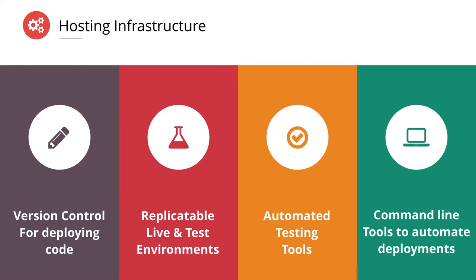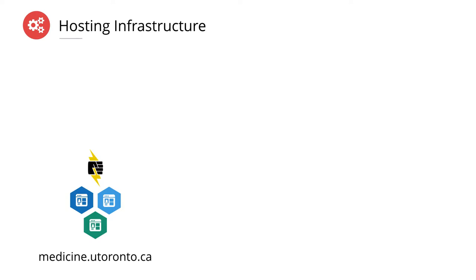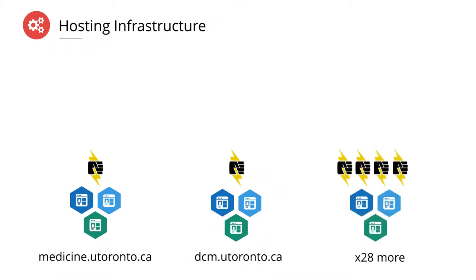Pantheon provides 3 out of the 4 of these things on the environment. That's why initially, when we launched on the U of T servers, you have to implement all this yourself. So for us, it just made sense to use that infrastructure. What Pantheon gives you by default is 3 identical environments per website: dev, test, and live. So we have the ability to easily replicate our live files to either of the other environments and work with them. We would have, say, 1 account with Pantheon for the medicine website, and another account for comparative medicine, each with 3 environments. And then just imagine 28 more of them. All of these accounts have multiple different environments.